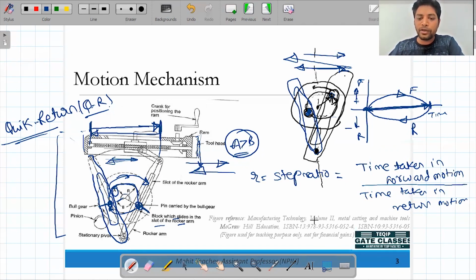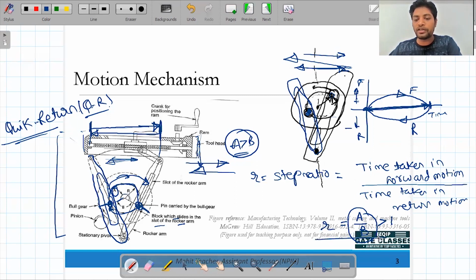And you can also define this by angle, that is, the angle covered during the forward stroke with respect to the angle covered in the return motion. So this is forward and this is backward, A by B. Now A is greater than B, and obviously the time taken during the forward motion is greater than the return motion, because during return there is no removal of material from the workpiece. So that's why we want it to come to its original position as soon as possible. So this ratio will be greater than 1.